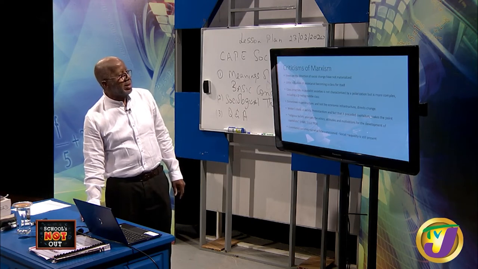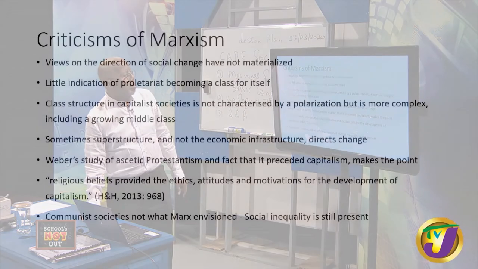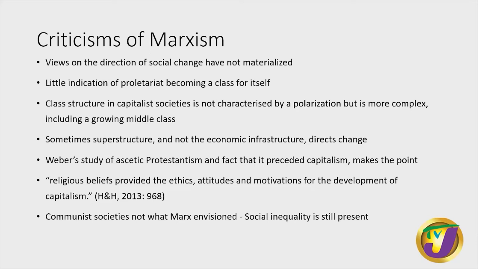Class structure in capitalist society is not characterized by polarization, but is more complex, including a growing middle class. That is so true. During the time when Marx lived, and you have to understand the limitations of his writing within the context of the time in which he lived. Marx lived from 1818 to 1883, so he lived entirely within the 19th century. He was on the cusp of industrial society, but he never really lived to come over into industrial society like Weber.